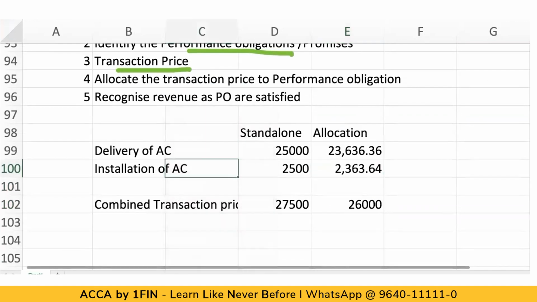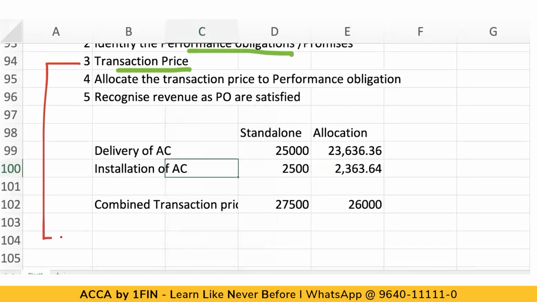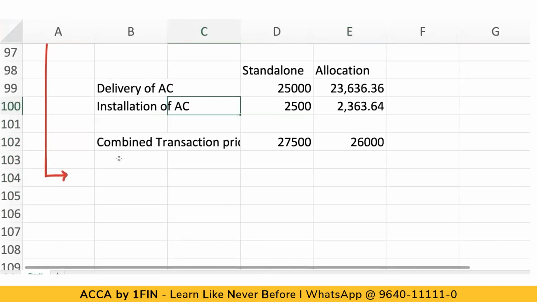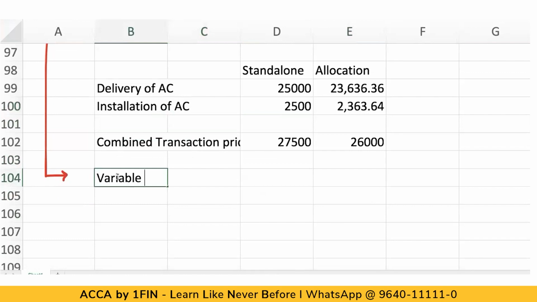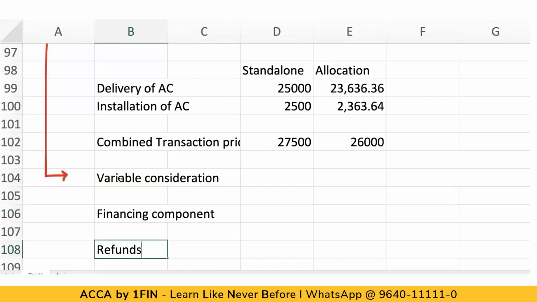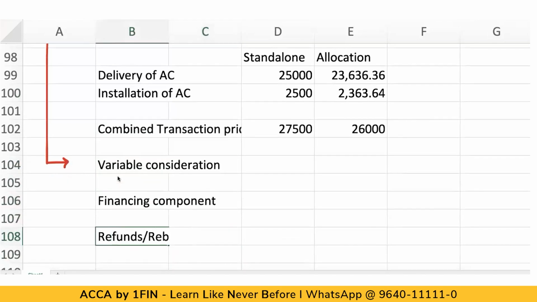Now, special considerations in the transaction price. There could be variable consideration. There could be a financing component. There could be refunds or rebates. Okay, what do you mean by variable consideration?